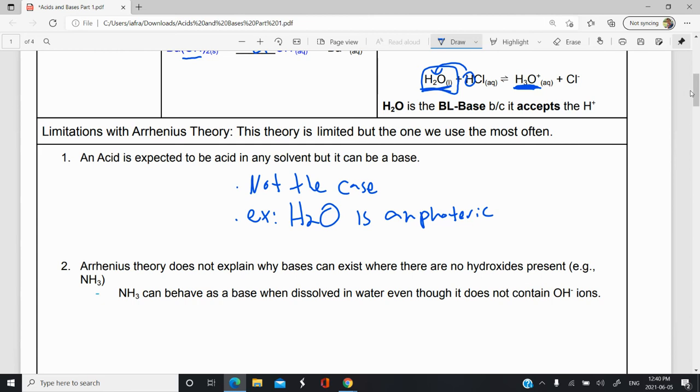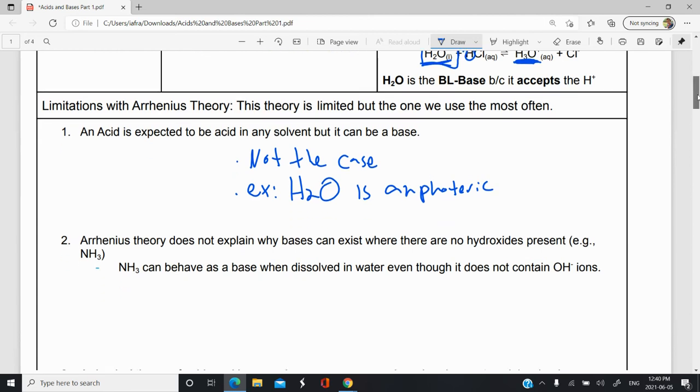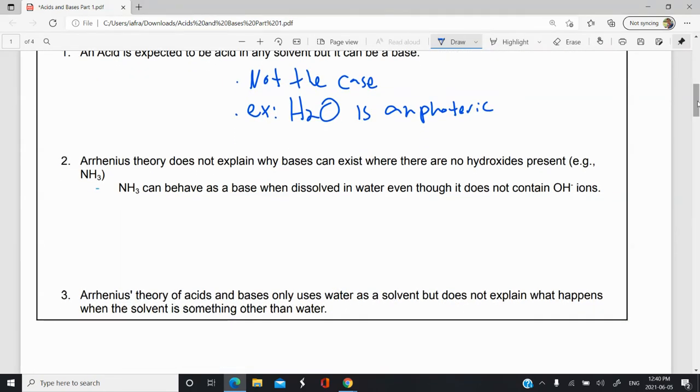Arrhenius couldn't really explain why there are some substances that seem to act as a base. They seem to produce hydroxides, but don't have hydroxides in them. For example, NH3. NH3 acts as a base when you dissolve it in water, but it doesn't contain OH-. And we've seen it in the reaction. We have NH3 plus H2O.